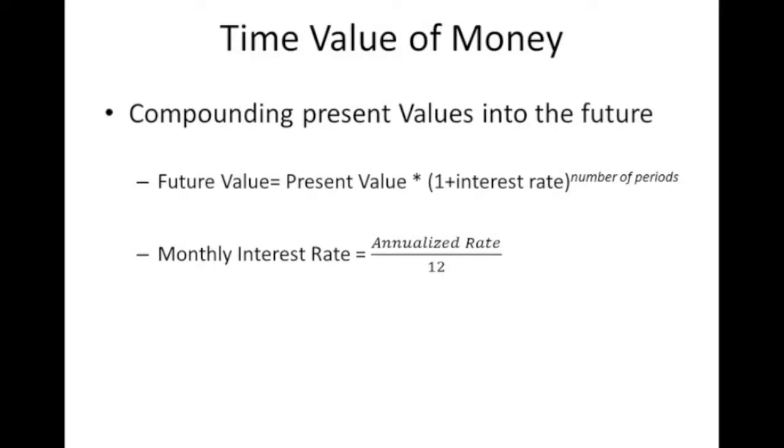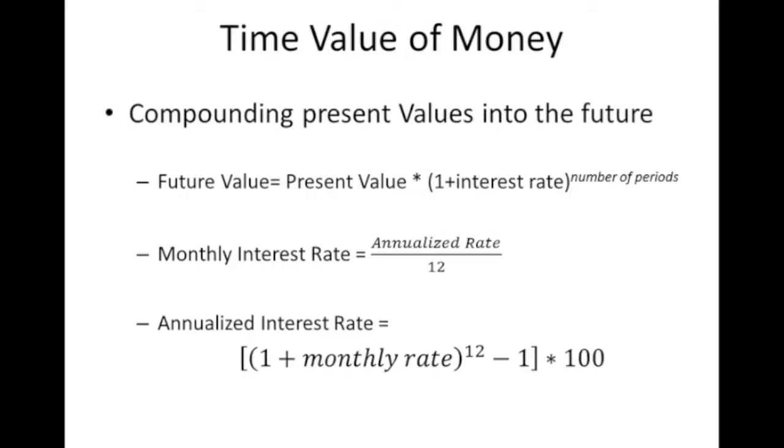It is fairly simple to convert from an annualized interest rate to a monthly interest rate. Simply divide the annualized rate by 12. Converting monthly to annualized is slightly more difficult. In order to account for the multiple periods of compounding, you must add 1 to the interest rate and take it to the 12th power. Then subtract 1 and multiply by 100%.